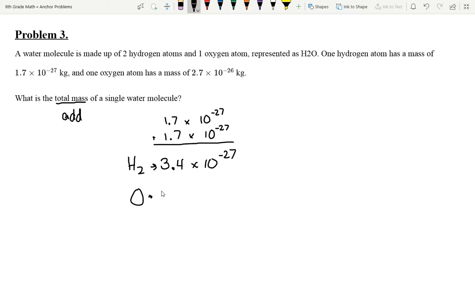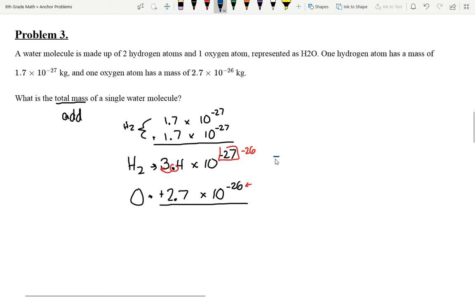Now I have to add the oxygen atom, which is 2.7 times 10 to the negative 26th power. So again, this was just the 2 hydrogens, added those up. Now I'm going to add in the oxygen atom. Well, to get this, we want to make it match the larger exponent. The larger exponent is 10 to the negative 26th. And so this is what I'm going to want to take to be a negative 26. And once again, that's getting bigger by 1. So this has to get smaller by a magnitude of 1.